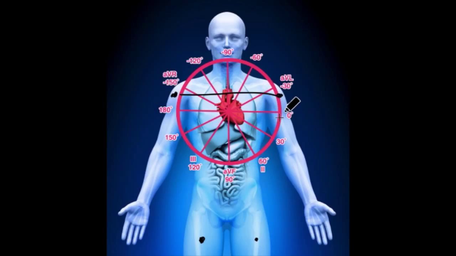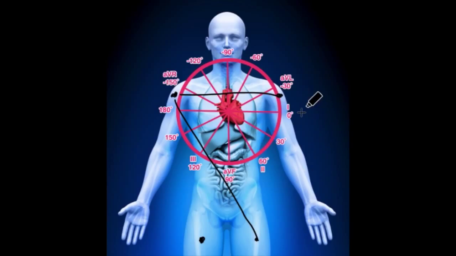Then as electricity travels from this electrode here all the way down to the leg electrode on the left side, this electrode here, that's lead two. Also, it kind of makes sense. Look at that black line I just drew. Now compare it to lead two. It's on the same line.